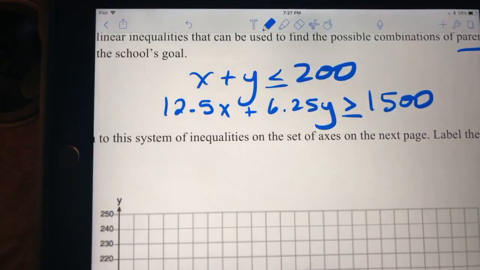So what would be the best idea for how we should graph this? Notice my symbols. We talked about, hey, I have 200 tickets, less than or equal to. At least $1,500, greater than or equal to. So I know it was good to go. How would you graph this?